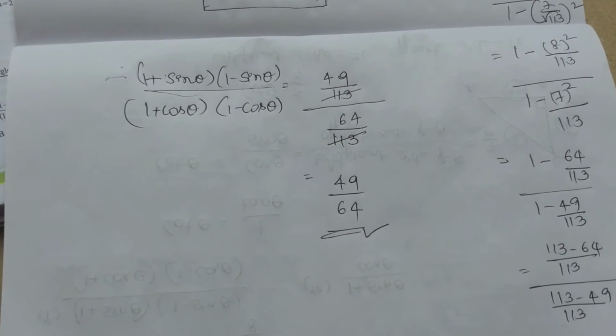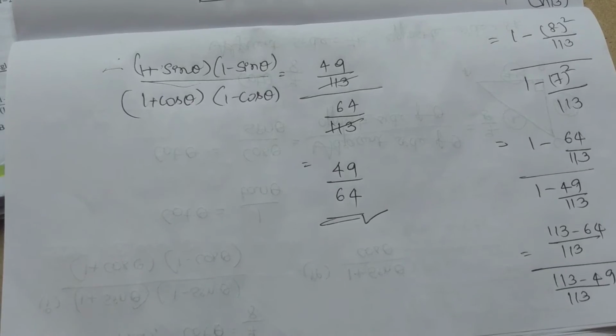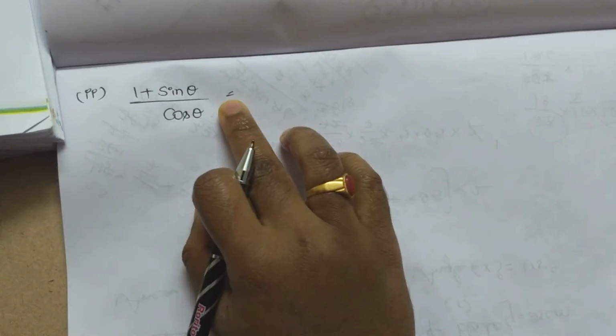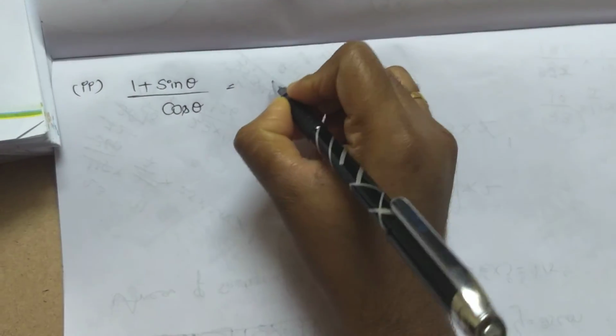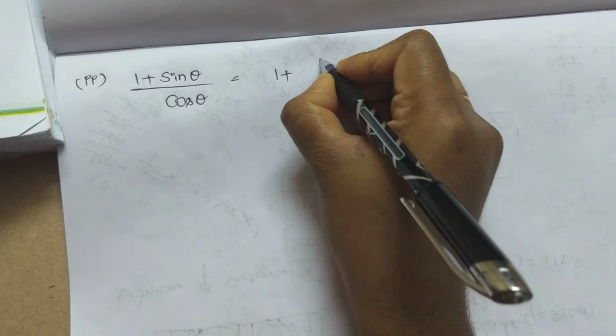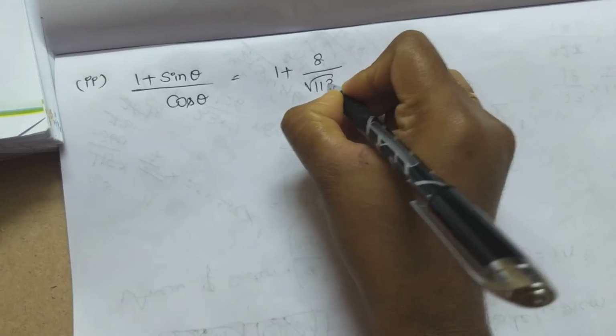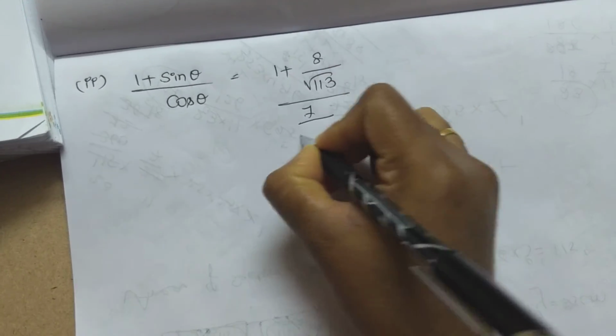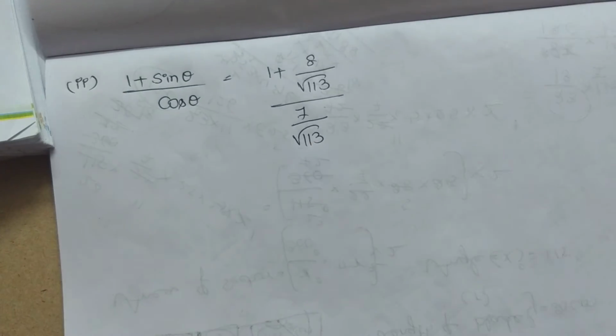In the same way, let's solve for second sub question also. So here 1 plus sin theta by cos theta. So what is sin theta here? We got it as 8 by root 113. Sin theta is 8 by root 113. Cos theta is 7 by root 113. Correct?